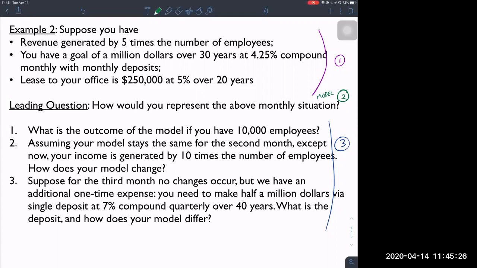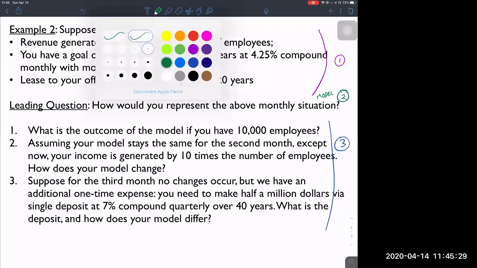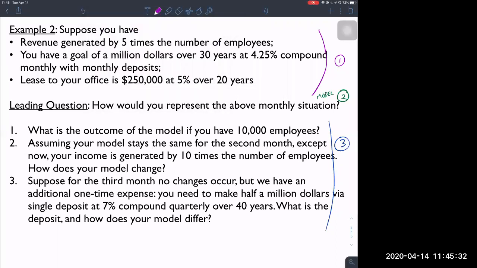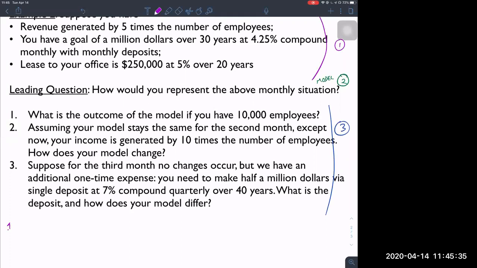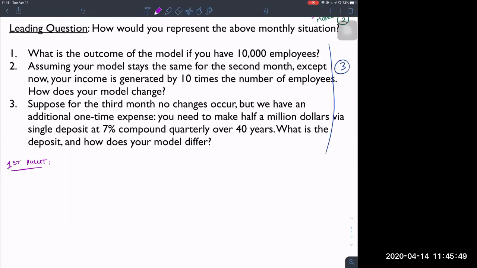All right, so we'll start right now. So with the bullets first, right? Let's use purple here. Okay, first bullet here. Okay, I'm gonna scroll down now because I have this written out already, but I'll show it to you right there. Okay, 5 times the number of employees, right? So it's simply 5x, where x equals number of employees.